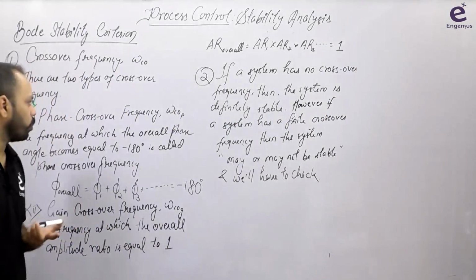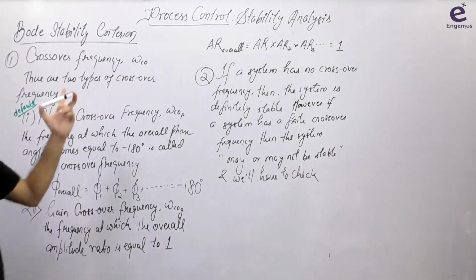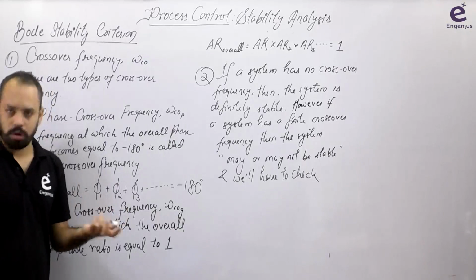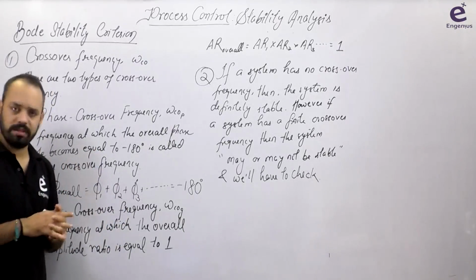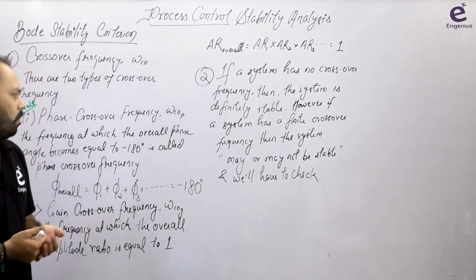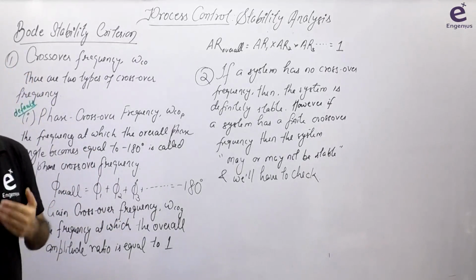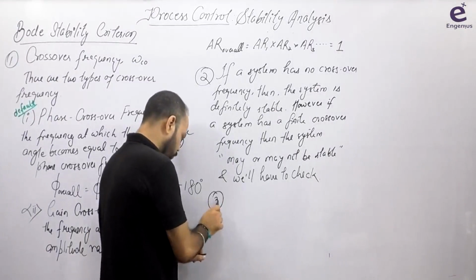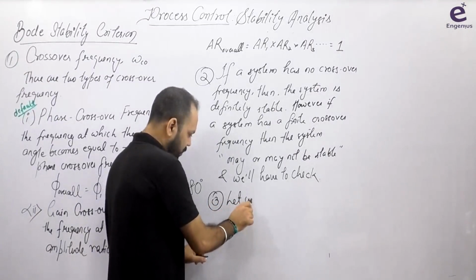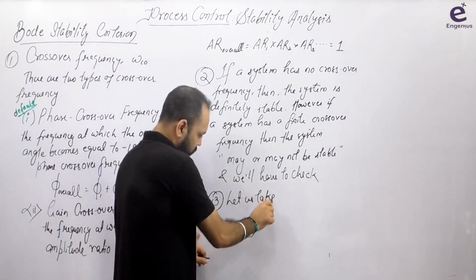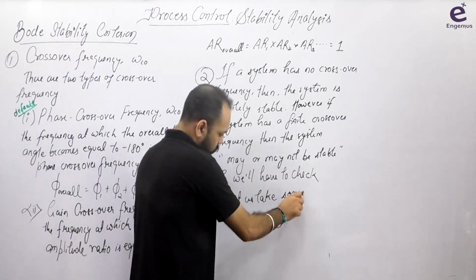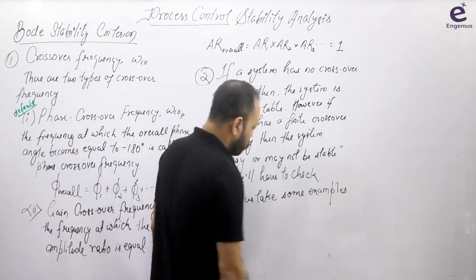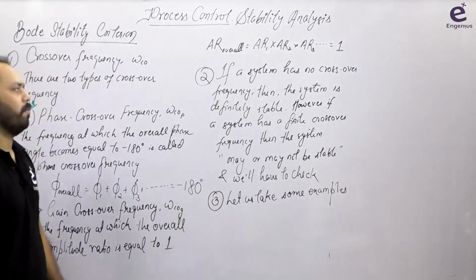So crossover frequency क्या है, कितने तरह की होती है, and if a system has a crossover frequency, then the system may or may not be stable. If it has no crossover frequency, then the system is 100% stable. No need to apply, no need to check. Okay, now let us take some examples. Before going to the Bode stability criteria, I'm just taking some examples.